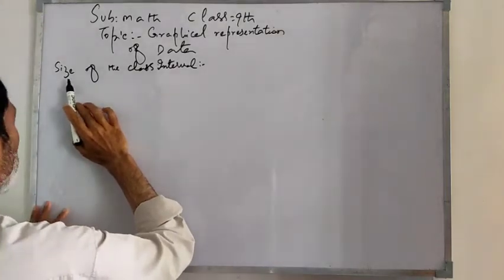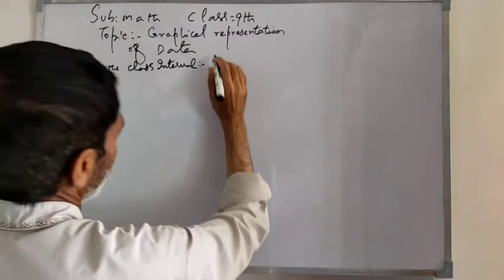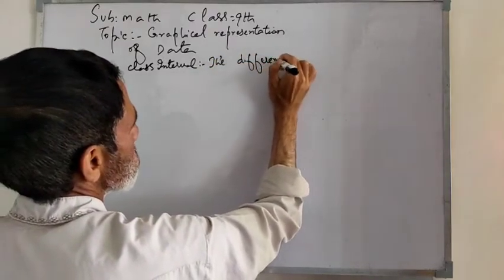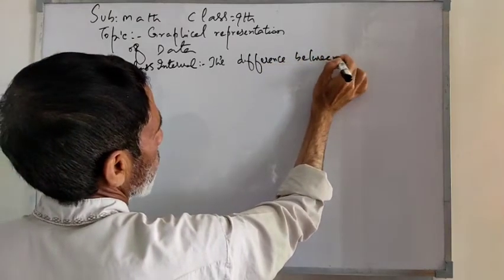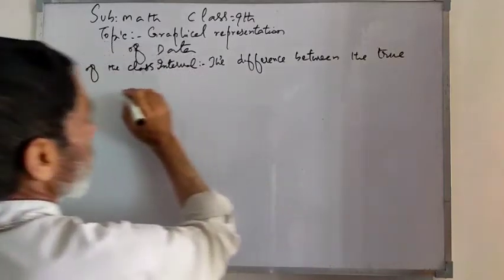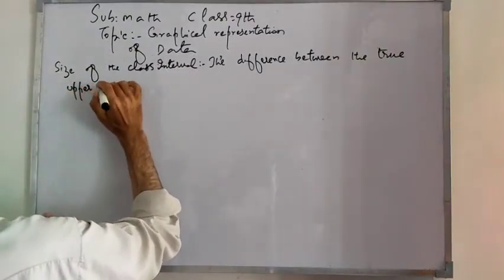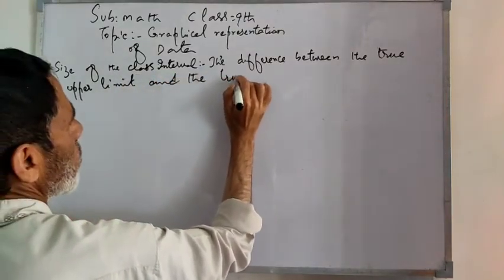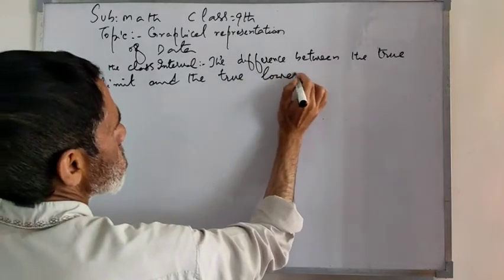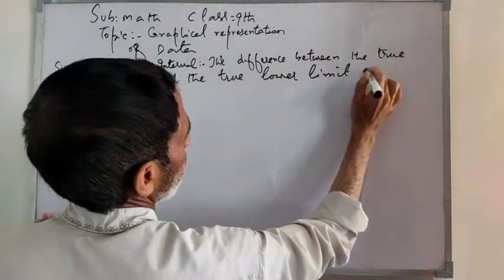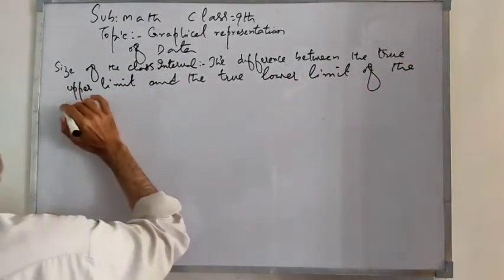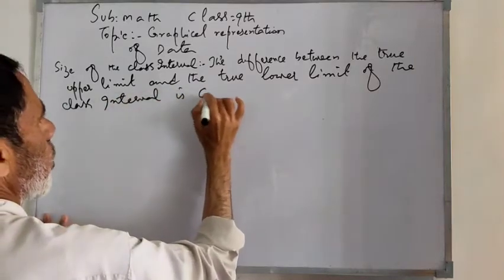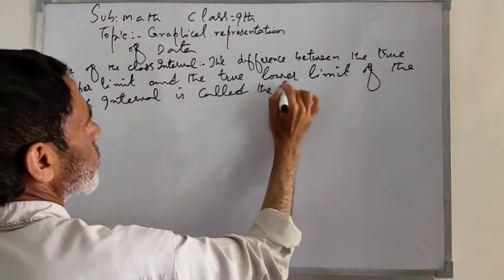Dear students, today we will explain what is the size of the class interval. The difference between the true upper limit and the true lower limit of the class interval is called the size of the class interval.